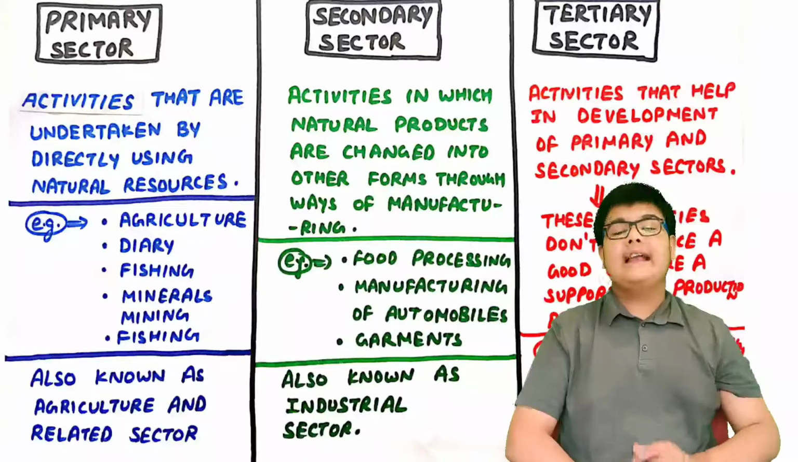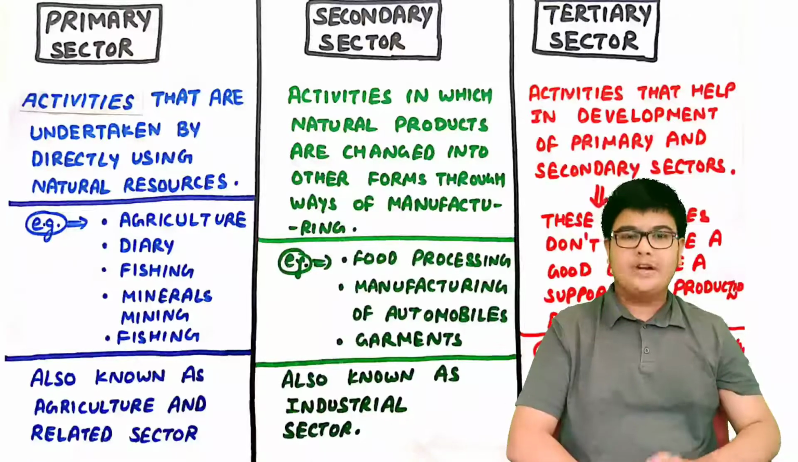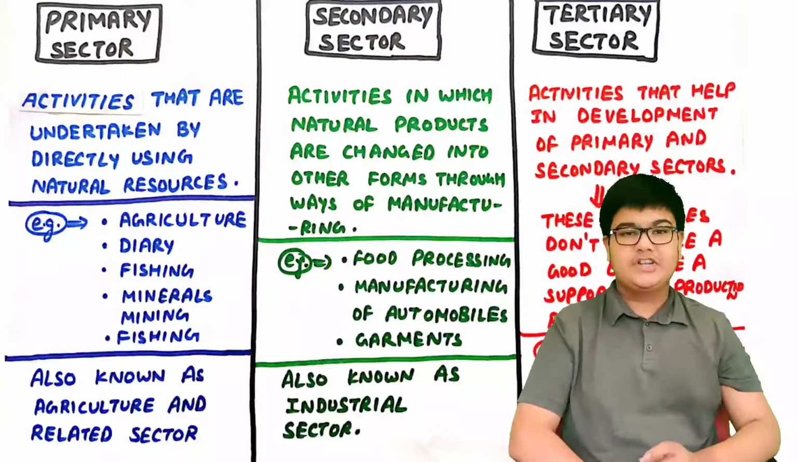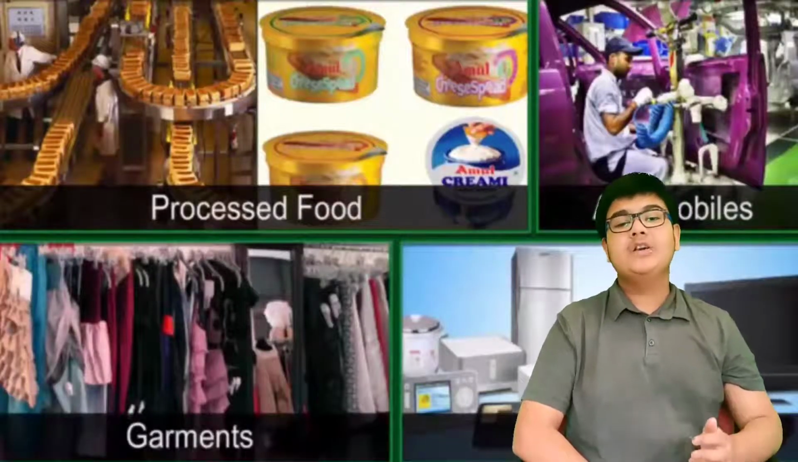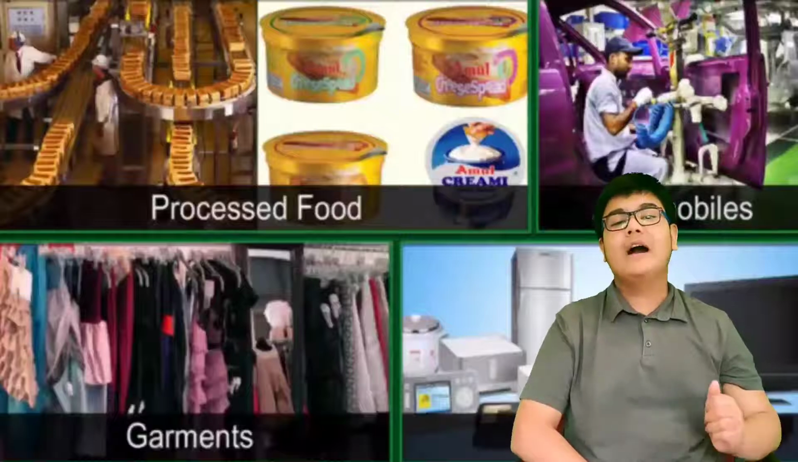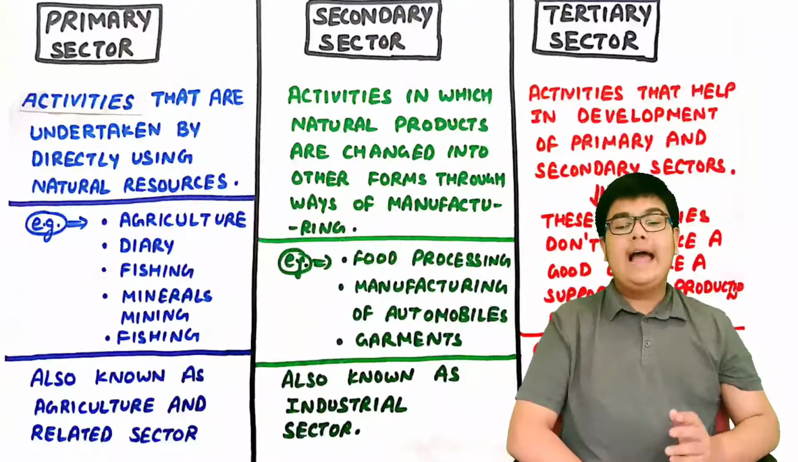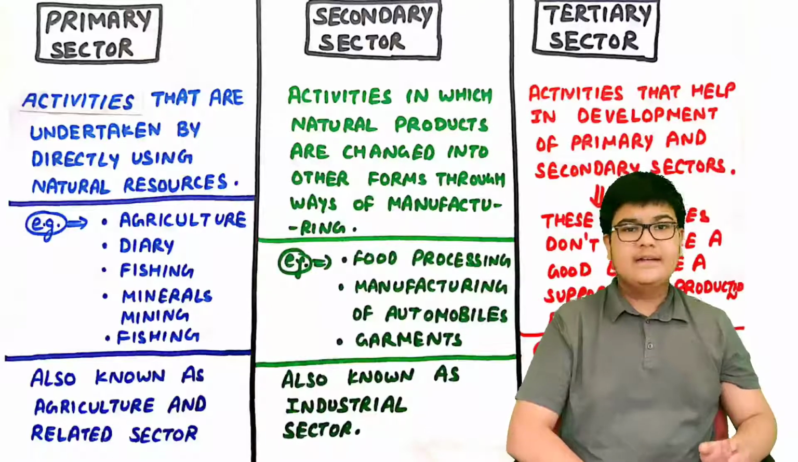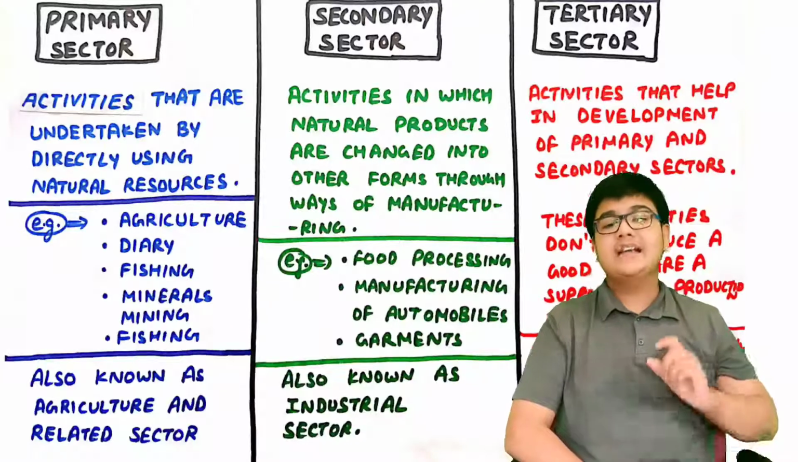Second, secondary activities. The activities in which natural products are changed into other forms through ways of manufacturing are known as secondary sector activities. For example, food processing, manufacturing of automobiles, manufacturing of garments, electronics, etc. And as most of these activities are related to industry and industrial production, this sector is also known as industrial sector.